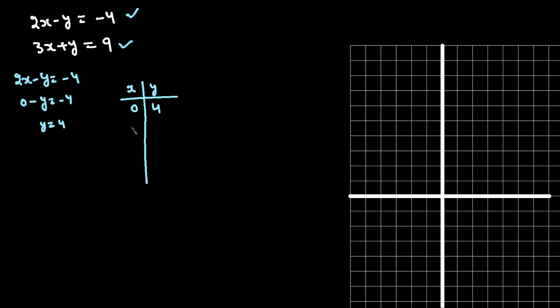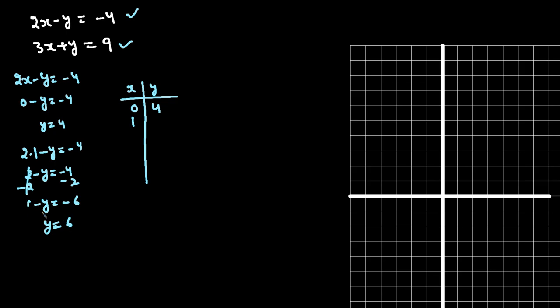Now if x is equal to 1, what will happen in that case? If x is equal to 1, 2 times 1 minus y is equal to negative 4, and this will be 2 minus y is equal to negative 4. I can subtract 2 from both sides, cancel this out, and negative y is going to be negative 6. Multiplying by negative gives you y is equal to 6.